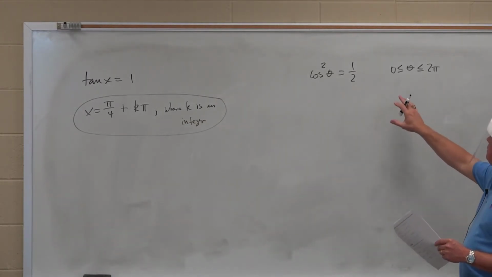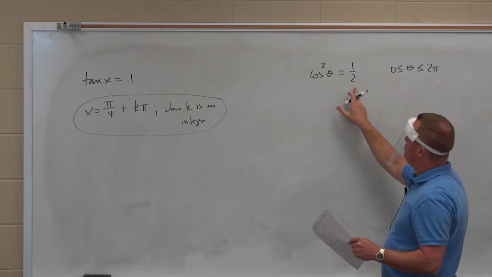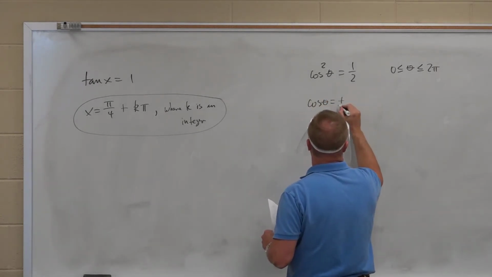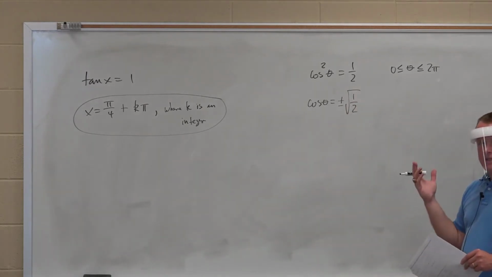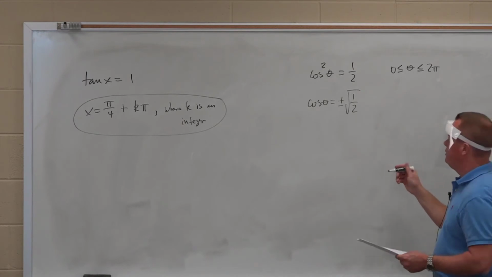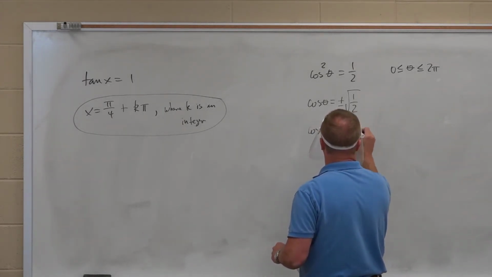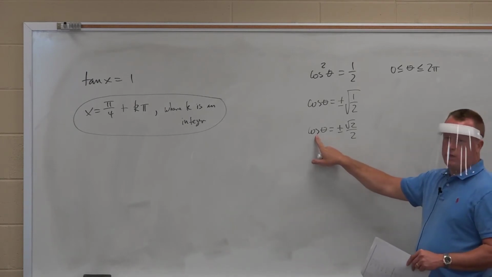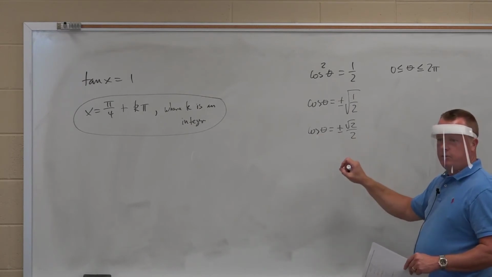Now again, this one, we're only looking for the answers between 0 and 2 pi. All right, so here I would square root both sides first. So I get cosine theta equals plus or minus root 1 over 2. Okay, so that's 1 over root 2. If you rationalize your denominator, then that's going to be root 2 over 2. Okay, so going from 0 to 2 pi, where is the x coordinate on the unit circle either positive root 2 over 2 or negative root 2 over 2?